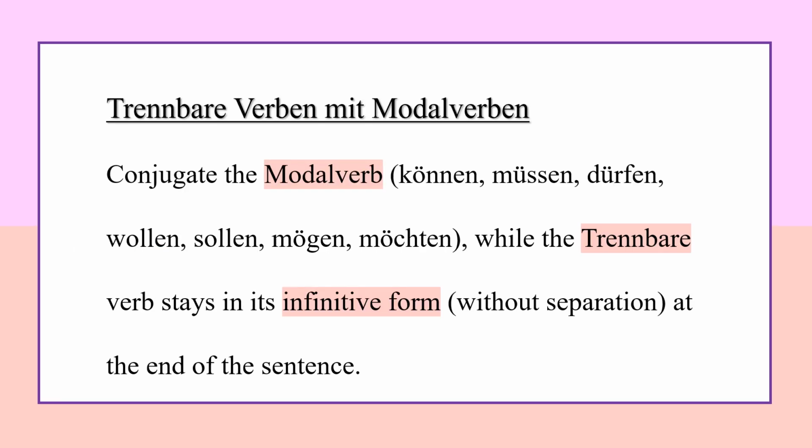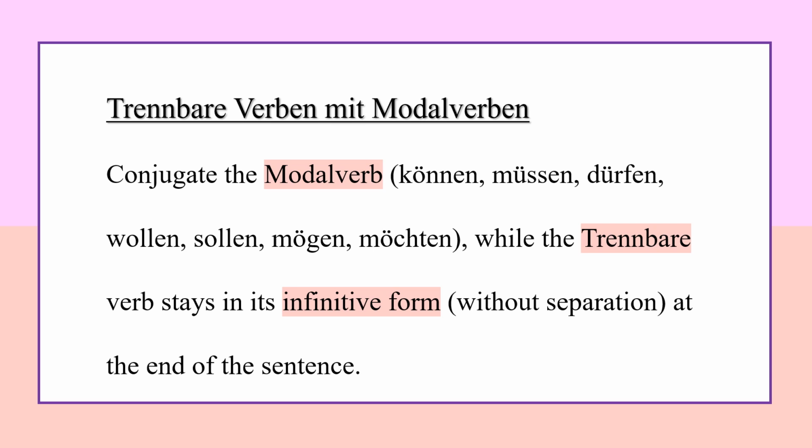Now let's move on to our topic, which is how to use trennbare Verben with Modalverben. The concept is pretty simple. Conjugate the Modalverben. The 7 Modalverben are können, müssen, dürfen, wollen, sollen, mögen, and möchten. Trennbare Verben, on the other hand, are neither conjugated nor separated. So they are in their infinitive form and they are moved to the very end of the sentence.